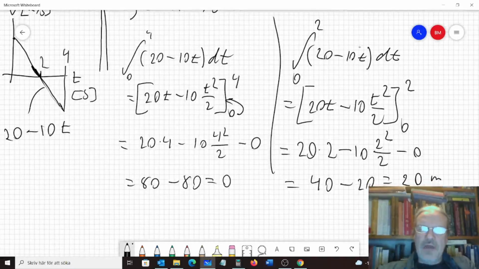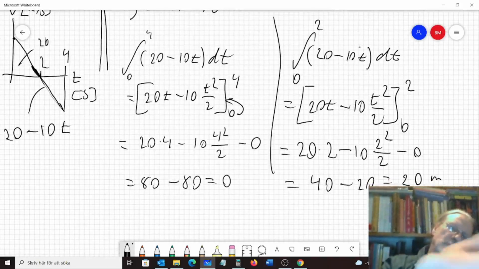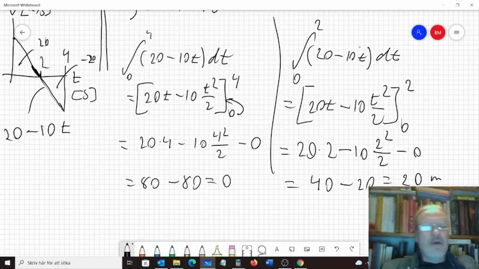And then if we would evaluate the integral from 2 to 4, we'll find minus 20. So this will give us 20 meters, and this part here will give us minus 20 meters. So the total displacement is 0. The total distance traveled will be 20 plus 20 is 40.